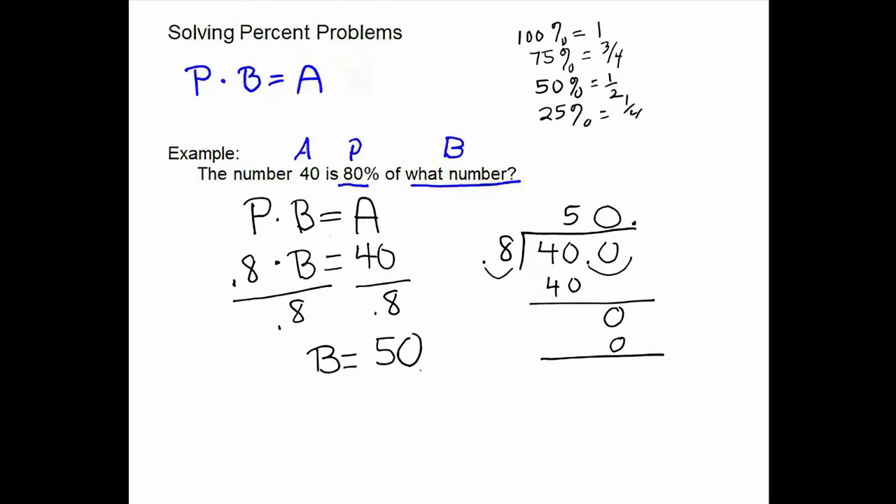Let's see if that's a reasonable answer. So 80% of 50. 80% is a lot. It's more than half. So more than half of 50 is 40. Yes, this is a reasonable answer. If we made a decimal error, say we didn't carry it over, we took it straight up and just had 5, 80% of 5 is 40, we would catch that kind of error.